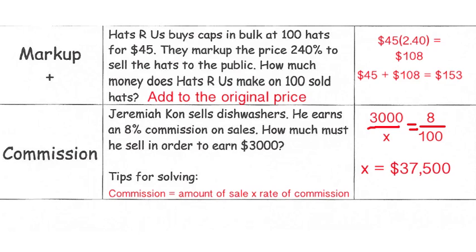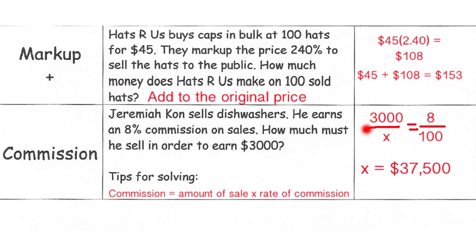Commission is the amount of sale times the rate of commission. Jeremiah Kahn sells dishwashers. He earns an 8% commission on sales. How much must he sell in order to earn $3,000? So in order to earn $3,000, that would be 8% of whatever the total cost would be. So he makes 8% off whatever he sells.